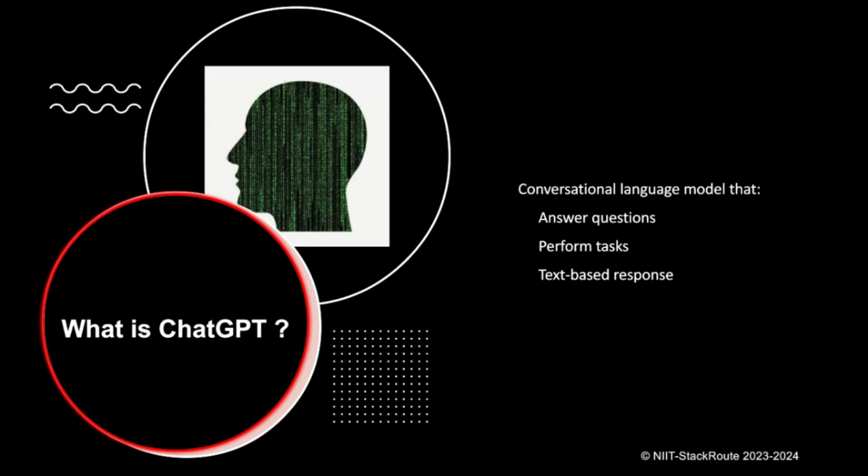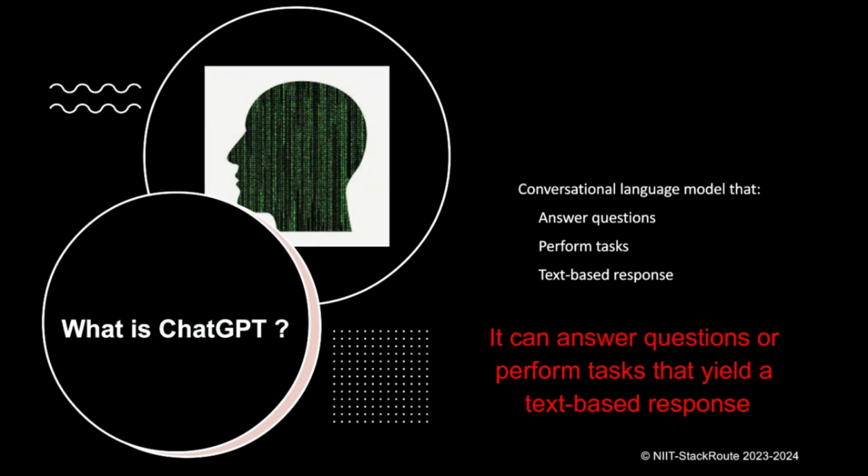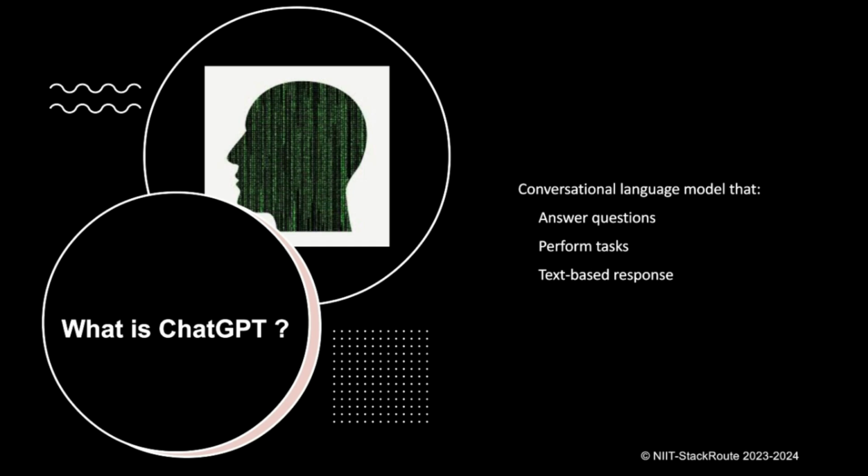To begin with, what ChatGPT is: it is powered by OpenAI and is a conversational language model, which means it can answer questions or perform tasks that yield a text-based response. This may not sound much different to a standard chatbot, but ChatGPT is much more than that. It has been trained on a vast amount of data using deep learning techniques, which allows it to understand and generate human-like language in response to questions or prompts.